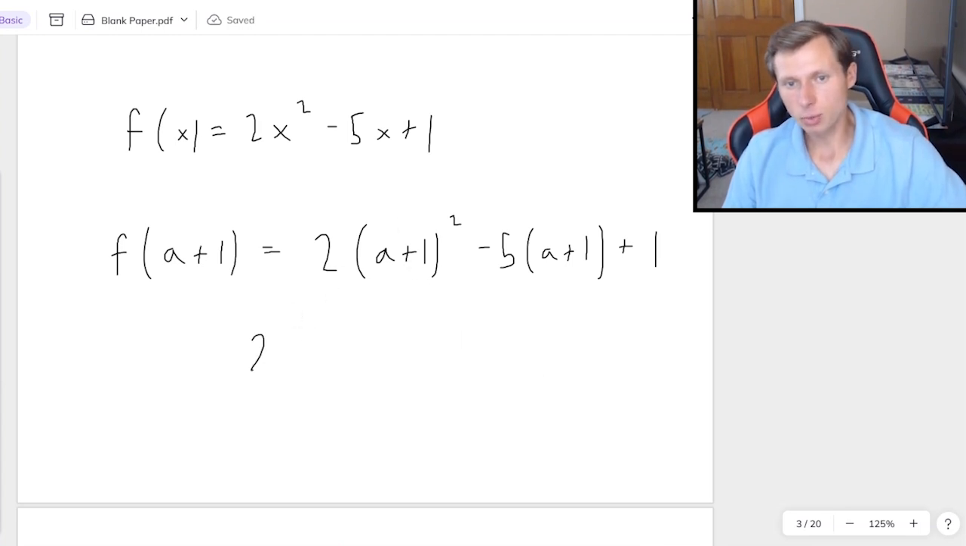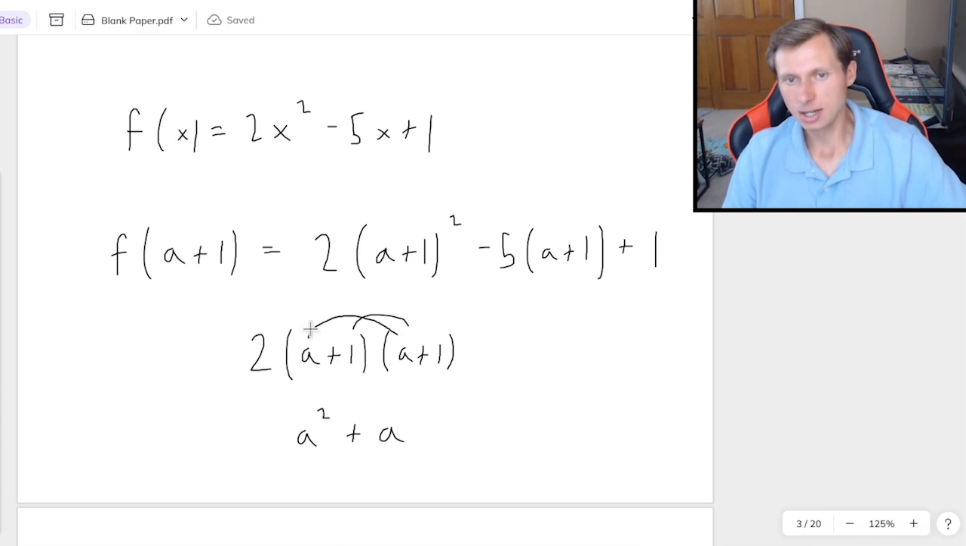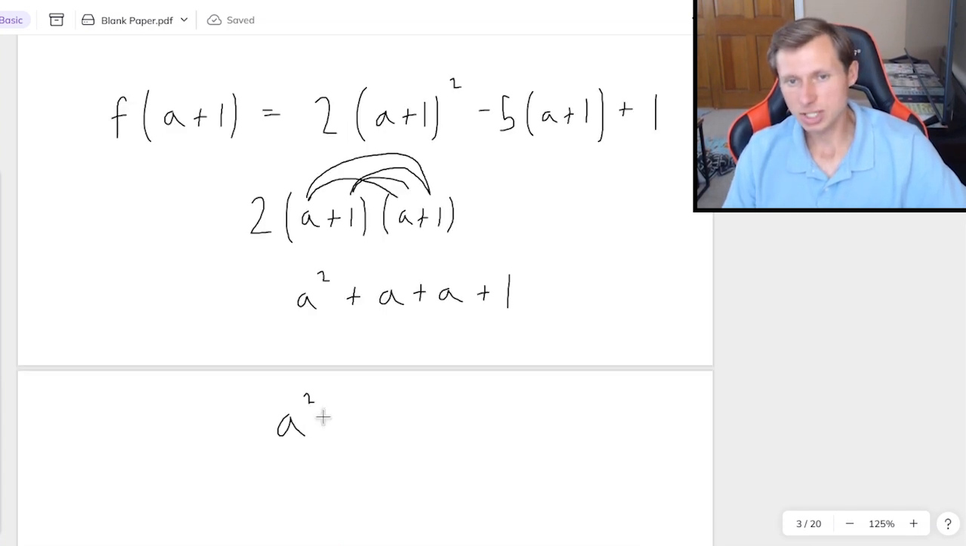Instead, I recommend you write it out as this, 2 times a plus 1 times a plus 1, because we will have to FOIL this. I recommend foiling the a plus 1s first. So in other words, a times a is a squared, plus 1 times a is just a, plus another a times 1, another plus a, and then 1 times 1 is 1. That will reduce to a squared plus 2a plus 1.